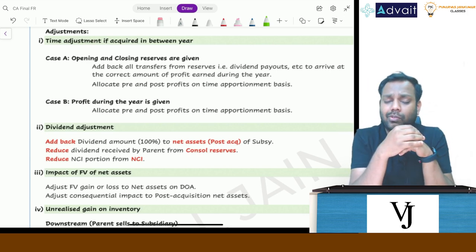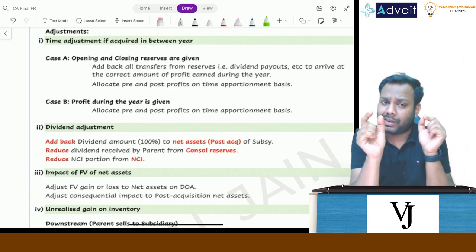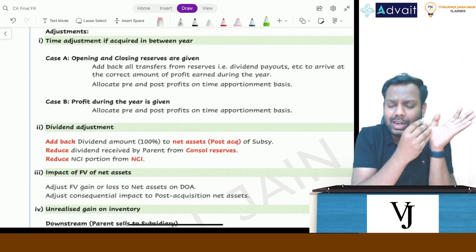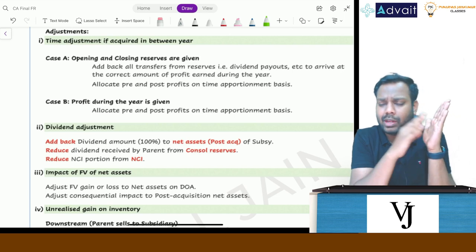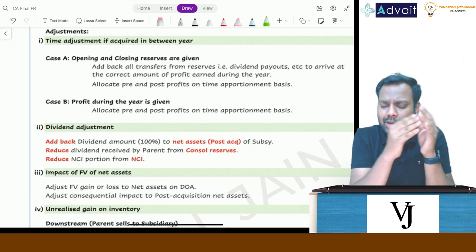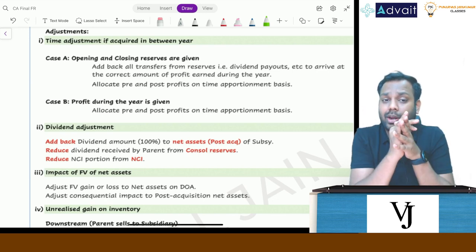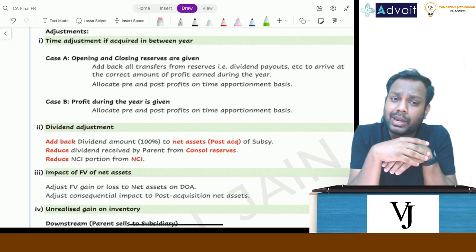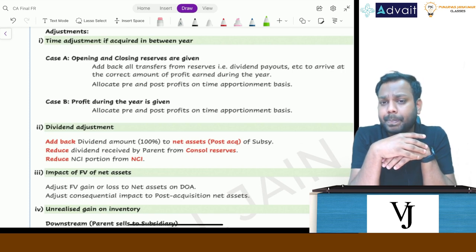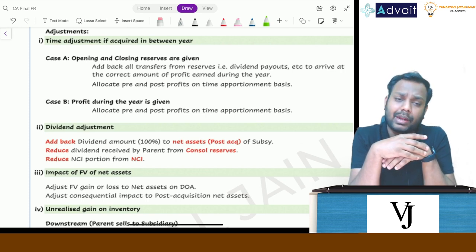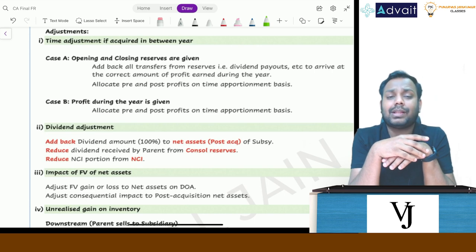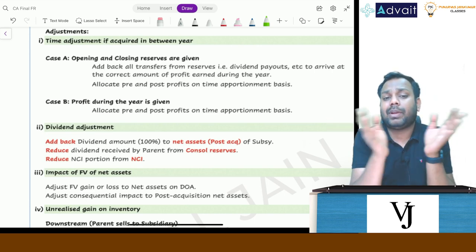Carrying amount of net assets means what? Equity capital plus reserves, right? Equity capital, assuming it will remain constant as on the start of the year or the date of acquisition, assuming there will be no issue of shares, or if there is an issue of shares also, we can definitely calculate. But the question comes up, how will you calculate the retained earnings or reserves on that particular date? For that, the standard says that there are multiple ways of calculating.